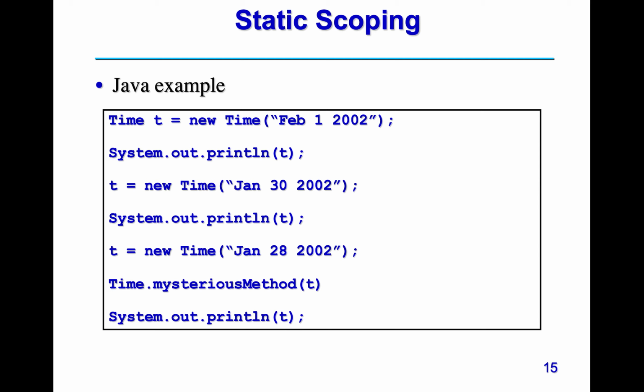Here's a Java example of static scoping where we have time t is equal to new time, and then we have a system out t, and then t is equal to new time. We can change the time around. The code doesn't really do very much different. It's pretty much the same as the C++ example. It's just showing you Java syntax and changing the variable of a time.